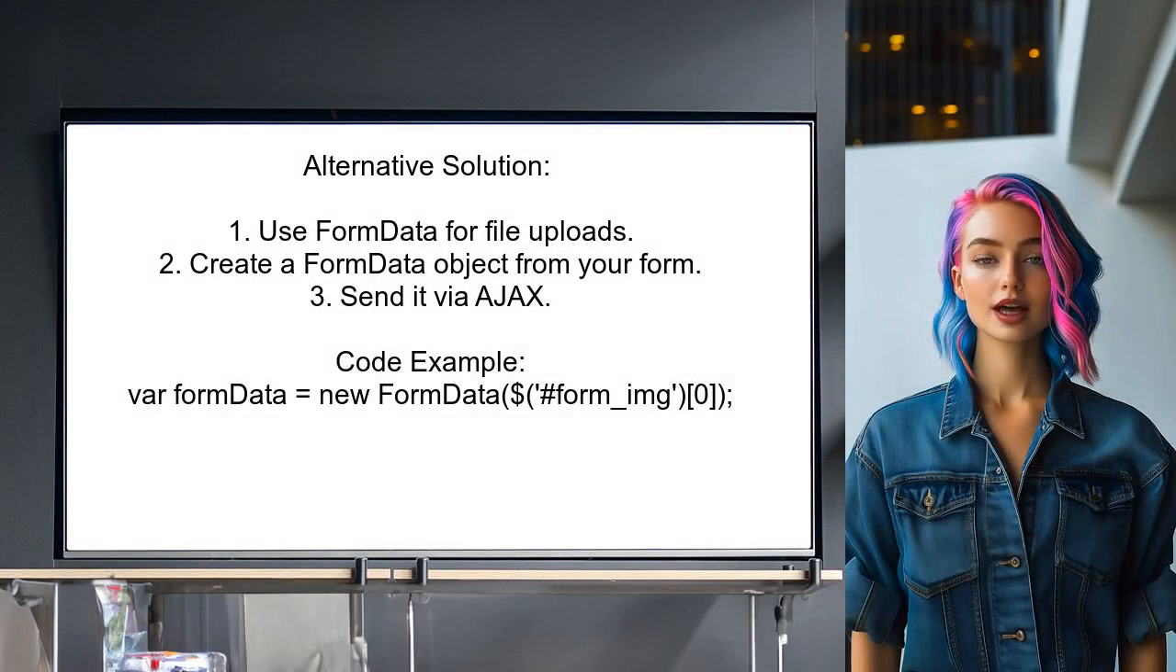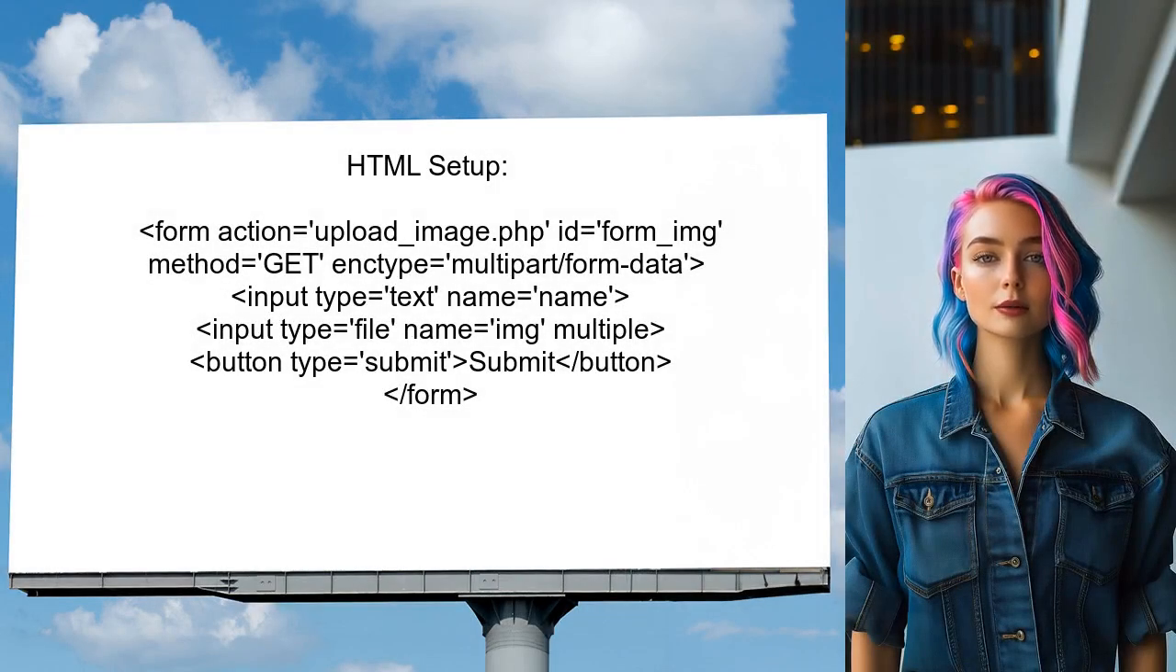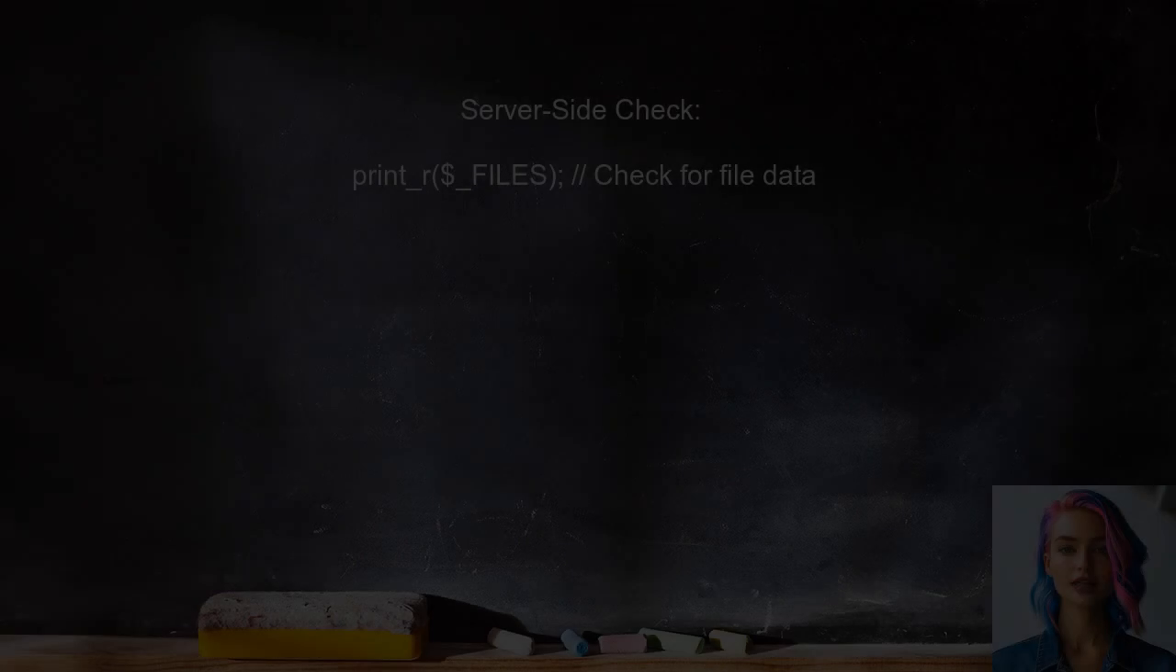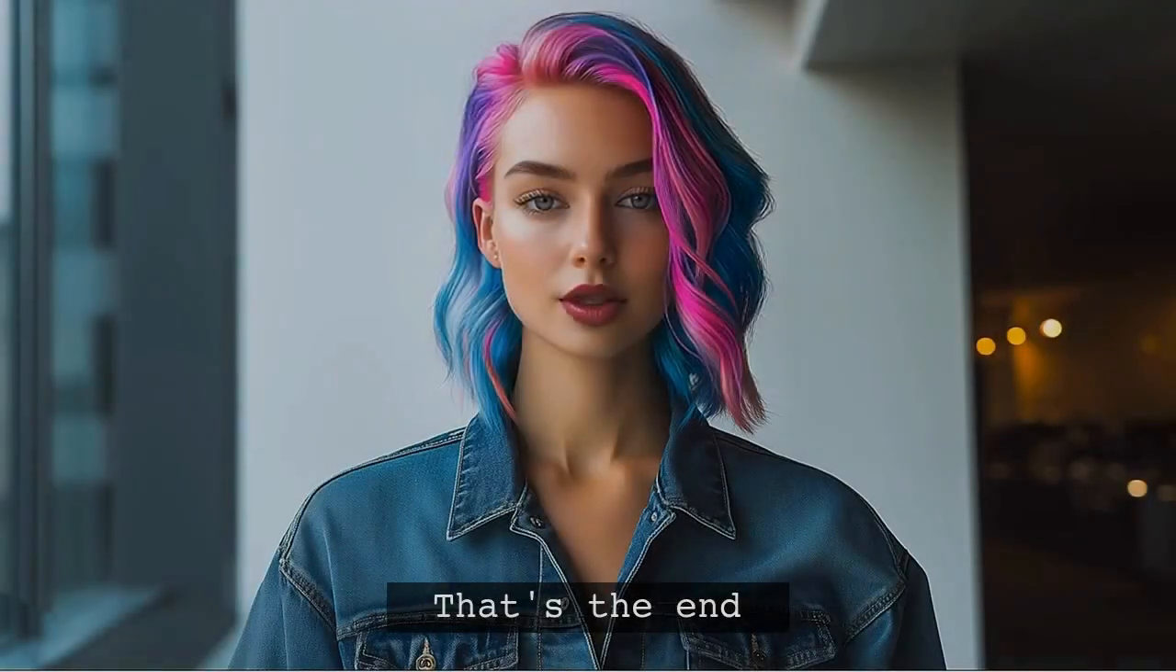An alternative approach to uploading images with jQuery is to use the form data object. This method allows you to send file data via Ajax without using the serialize method, which doesn't support file uploads. In your HTML, ensure your form has the correct attributes, including enctype set to multipart/form-data. Then, in your Ajax call, set contentType to false and processData to false to handle the file data properly. Finally, on the server side, you can check the uploaded file data using the print_r function in PHP to ensure the file has been received correctly. That's the end of that answer.